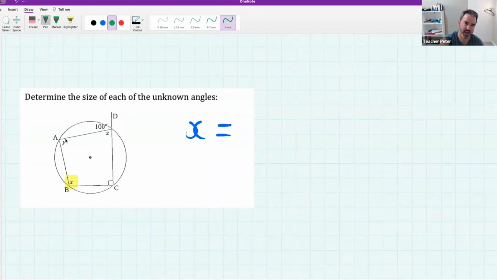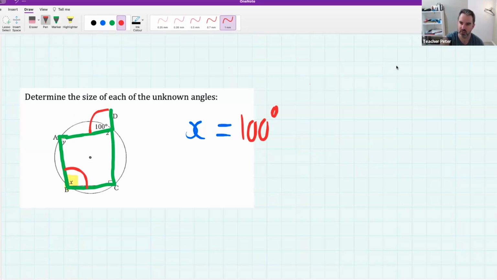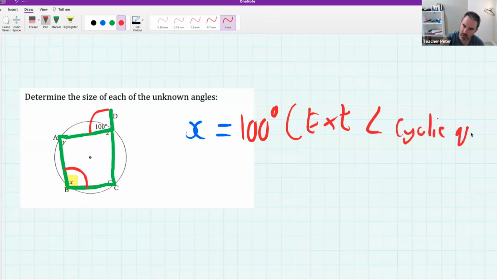Is that an exterior angle? It looks to me like it's the exterior angle of the cyclic quad A, B, C, D. So this is the exterior angle and this is the interior opposite. X must be 100 degrees. And the reason would just be exterior angle. Let me write this out properly now that I have some space. Exterior angle, cyclic quad. It's literally that simple.